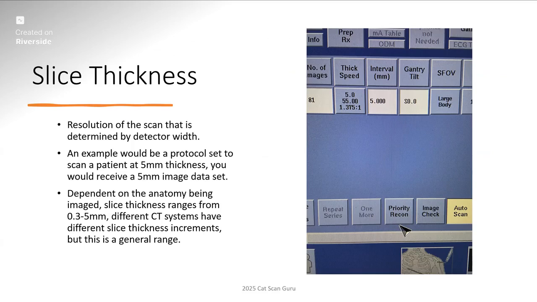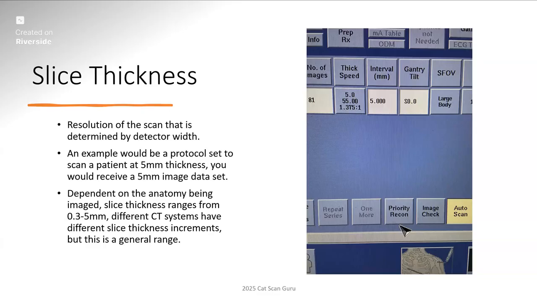So the resolution of the scan is determined by the detector width. Okay, so this is at a 5 mm thickness. Here's a perfect example. Your protocol is set to scan a patient at 5 mm thickness, so you would receive a 5 mm image data set. So it's 5 by 5: thickness at 5, interval at 5. That means that they're contiguous, so they're stacked together. Okay. Dependent on the anatomy being imaged, your slice thickness can range from about 0.3 to 5 mm.